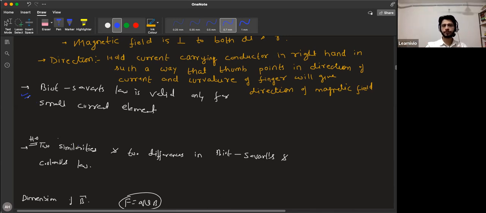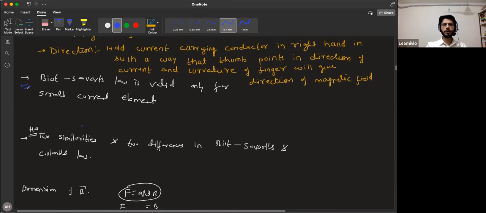Next, it's your homework to write a few similarities and differences between Biot-Savart law and Coulomb's law. Similarities, I can tell you, both go as 1 by r square. Both are valid for small current elements. The same way, find some differences between Biot-Savart law and Coulomb's law that we did in electrostatics.